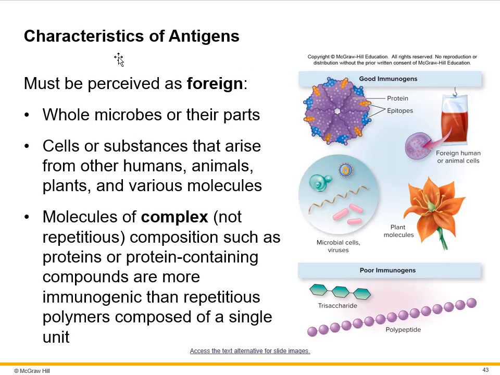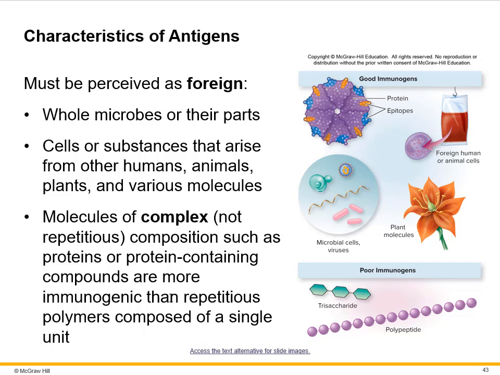So the characteristics of antigens are that they must be perceived as foreign. They can be either whole or parts of microbes. They can be cells or substances that arise from humans, other humans, animals, plants, or other microbes. And they have to be complex, not repetitious in composition. So they usually contain proteins or protein-containing compounds like glycoproteins or lipoproteins, and those are more immunogenic, and usually that's because they are not repetitious.